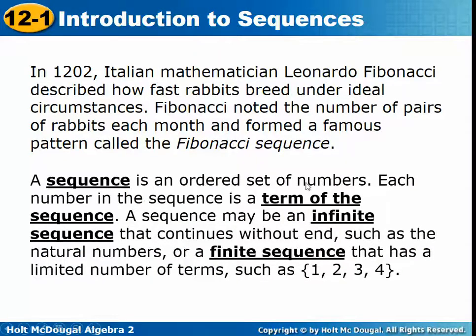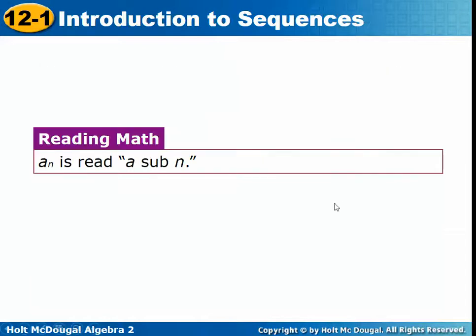A sequence is an ordered set of numbers. Each number in the sequence is a term of the sequence. A sequence may be an infinite sequence that continues without end, such as the natural numbers 1, 2, 3, 4, no end, or a finite sequence that has a limited number of terms, such as 1, 2, 3, 4 with those brackets around it, meaning that they have a beginning and an end. When you see a with the little sub n after it, we read that as a sub n.